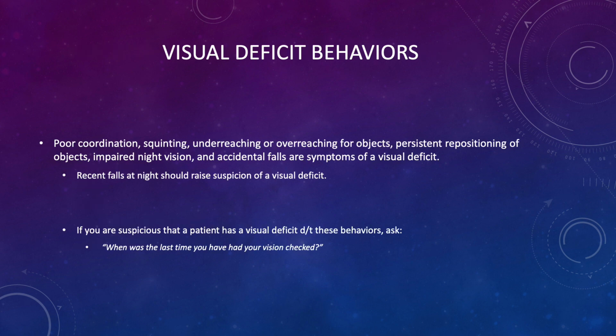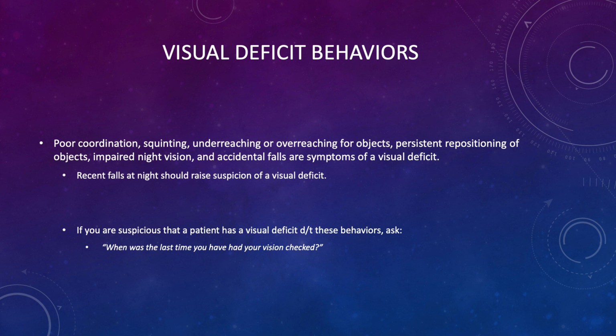So let's talk about visual deficit behaviors. When you see that someone's poorly coordinated, they're squinting, they're underreaching or overreaching objects and not quite getting them, they're constantly repositioning things, they have night vision impairment, they're falling, you should be really leery of the fact that someone has a visual deficit, specifically when you had a recent fall. It should definitely raise that kind of suspicion.